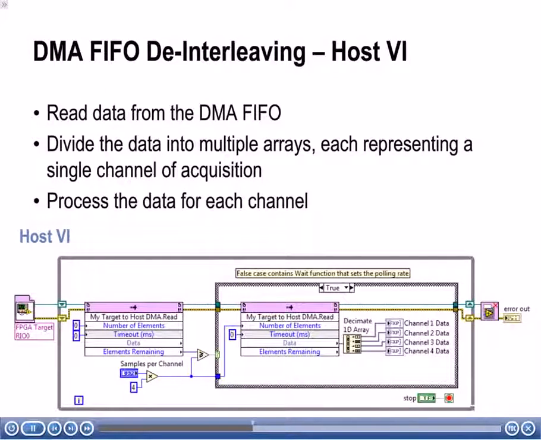Once that amount of data is available in the FIFO to read, we go into the case structure, and we read those 40 elements. Then we take the data coming out, and since it's interleaved as 4 channels worth of data, we decimate that 1D array, and that way we can extract channel 1's data, channel 2, channel 3, and channel 4 from those 40 elements.